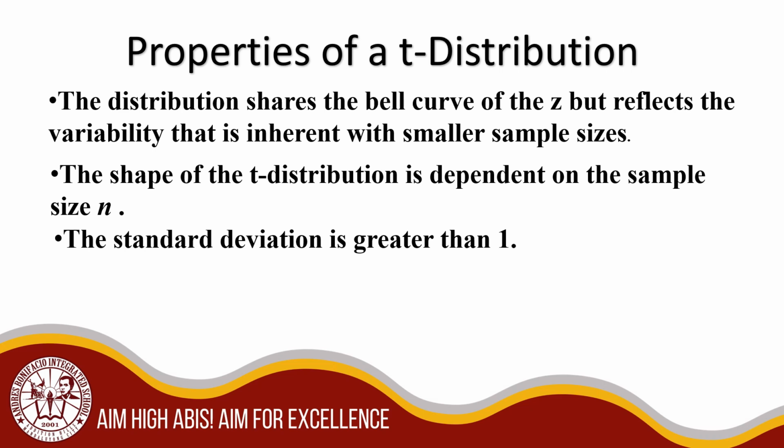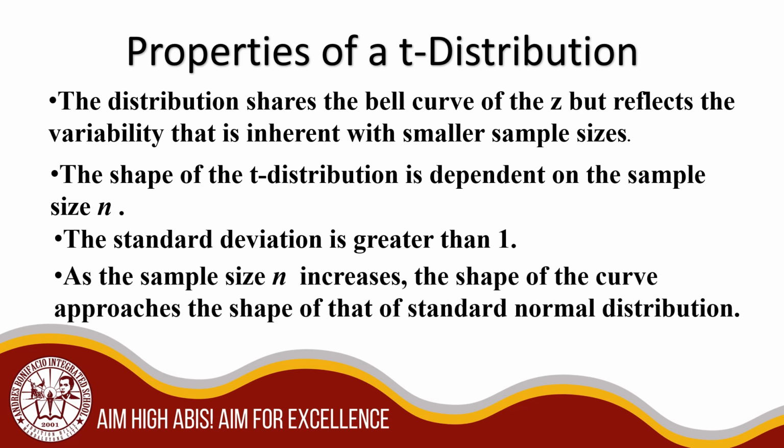So the standard deviation in a t-distribution is greater than 1, and of course the formula for this is that we have the sample size minus 1 all over sample size minus 3. So n minus 1 all over n minus 3. That is for the variance, I mean.